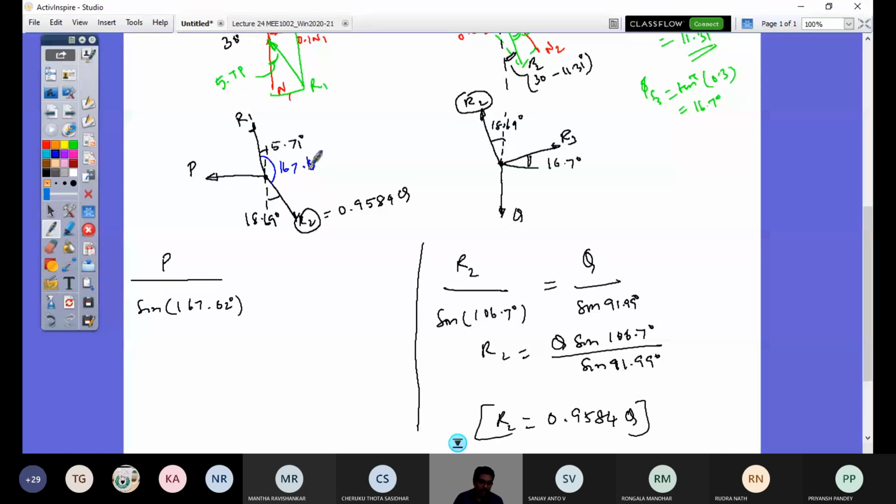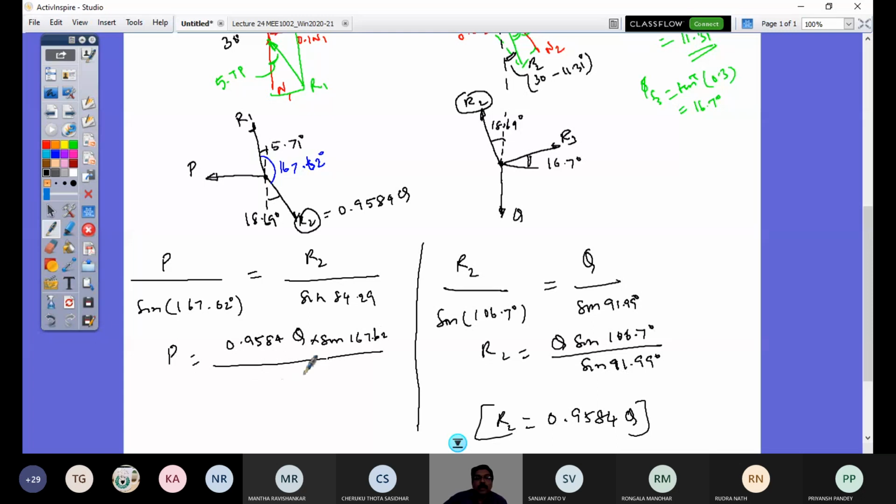that's 90 minus 5.71, so that is 84.29. So sine 84.29. Right. So now I can get P equals R2. R2 is 0.9584 Q, divided by, moving this to that side, sine 167.62 degrees divided by sine 84.29 degrees. So solving this, I get P in terms of Q.